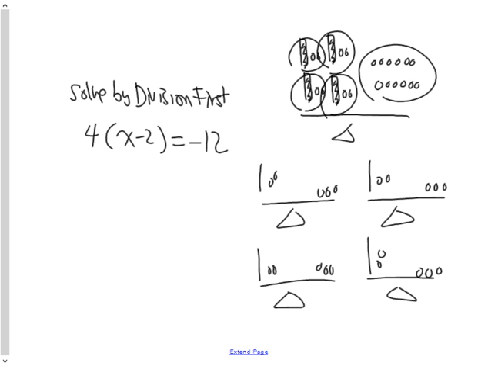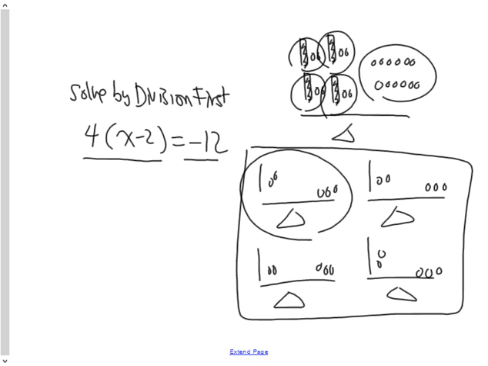And essentially what I'm saying is that if 4 groups of x minus 2 equals negative 12, then each group of x minus 2 is equal to negative 3. Now ultimately we're not going to draw that. But what we are going to do is divide both sides into 4 groups. And 4 groups of x minus 2 is going to be 1 group of x minus 2. Because instead of saying 4 groups of it, I'm going to say 1 group of it is equal to negative 12 divided by 4, which is negative 3. So if 4 groups of x minus 2 is equal to negative 12, then 1 group of x minus 2 is equal to negative 3.